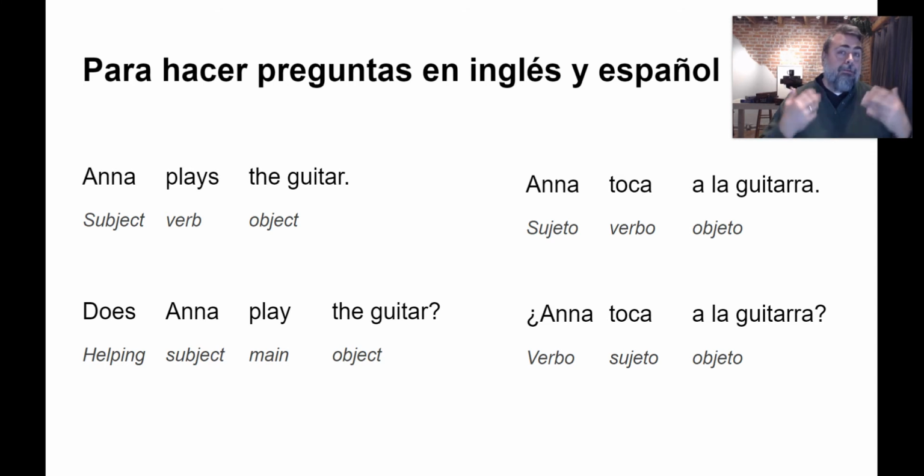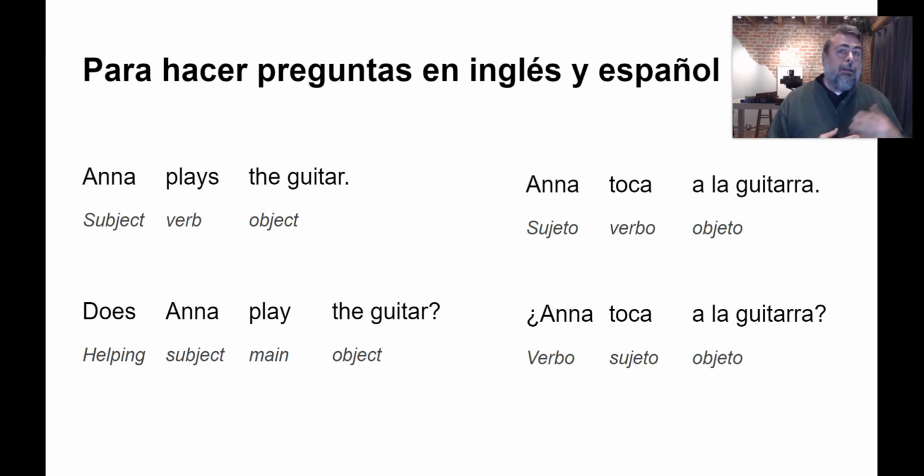But that helping verb tunes us in to know. It's more than just the tone. We know from the helping verb that a question is coming. If we started with she or he or Anna, we would know it's a statement. Anna does play the guitar is a statement, right? Does Anna play the guitar? Helping verb.